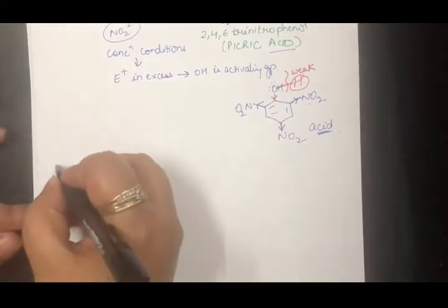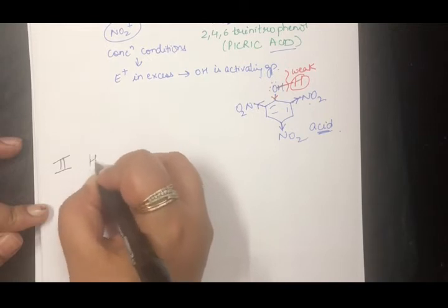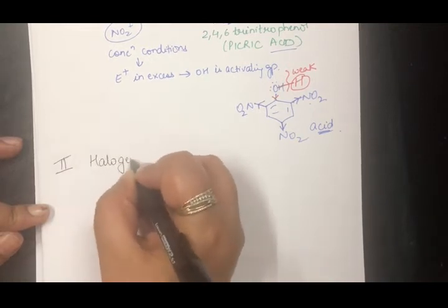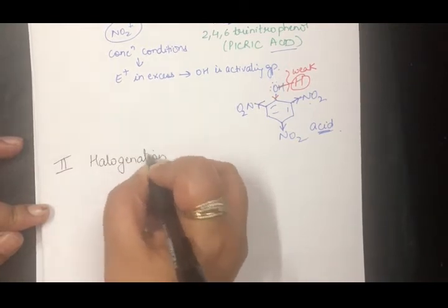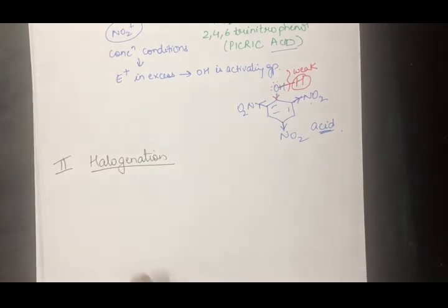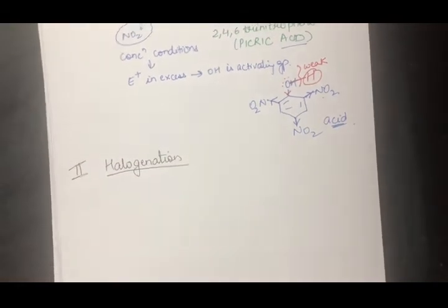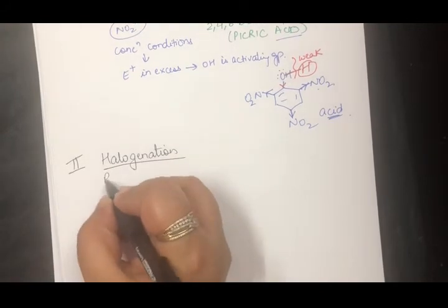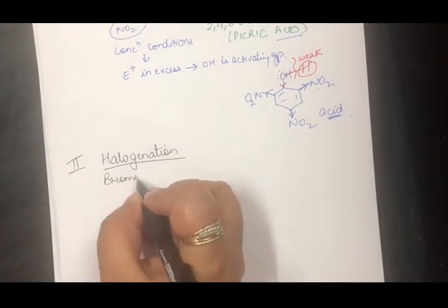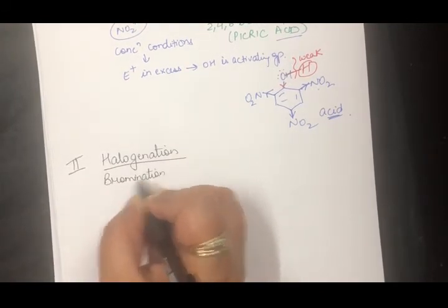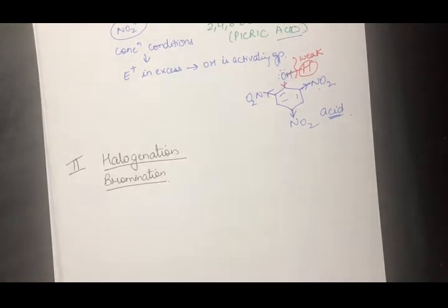Now the second type of reactions of phenols that we need to talk about is halogenation. Halogenation, again, the addition of or the attack of halogens. Now I am going to talk about bromination specifically here, and the rest of the halogenation you can understand from this only. Now what is bromination?